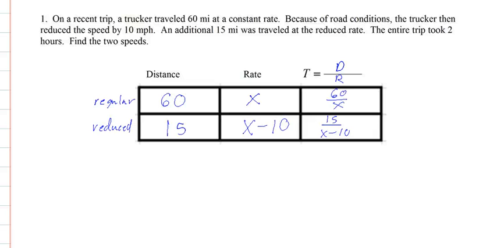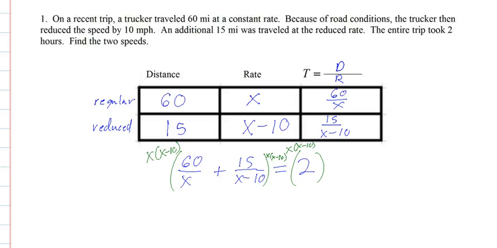So you should have gotten this for your setup. X for the speed of the regular, and then x minus 10 for the reduced, because it says it reduces speed by 10. And then dividing, we get this. And then adding them up gives us a total time of 2 hours. Multiplying by the common denominator, and then putting 1 here as reference, we can reduce and solve.